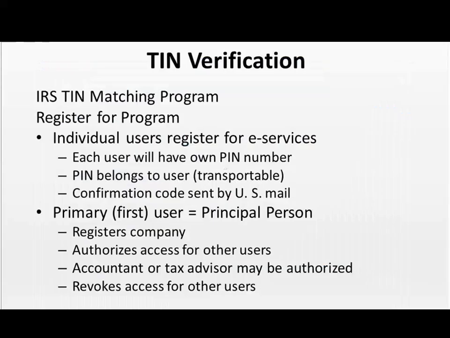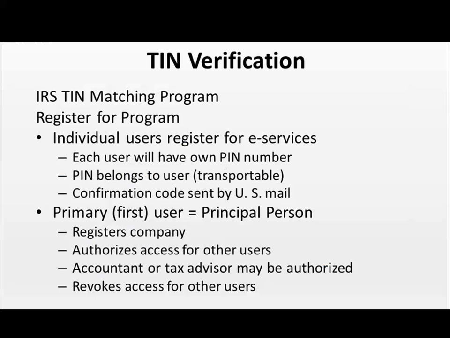You register for the program as an individual. Individuals register for it and get their own PIN number. The PIN belongs to the user and is transportable. The confirmation code is sent by U.S. mail. The primary or first user is a principal person. This person registers the company and authorizes access for the other users.